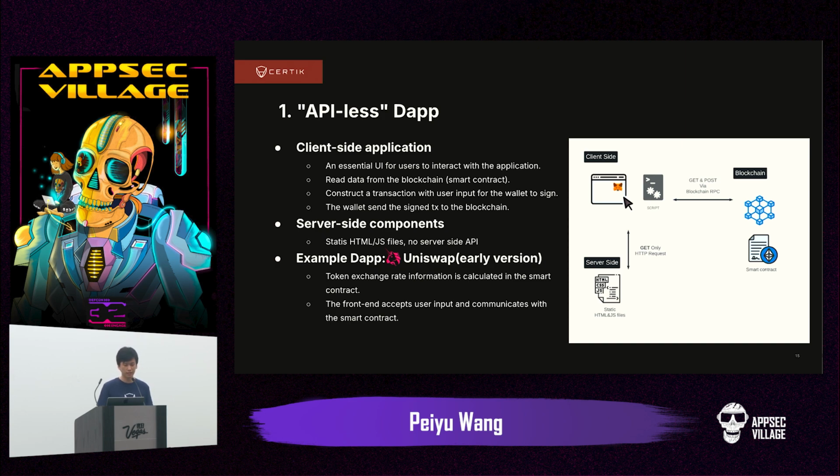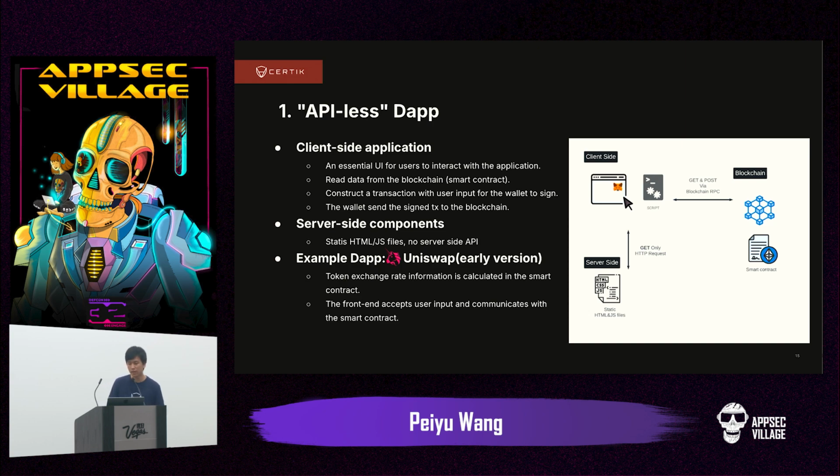The apps I put into three categories. The first one is the API-less Dapp. What it means is that on the server side of the Dapp, there's no API. There's just static HTML and JS files, and the main logic is inside the smart contract. For example, the early version of Uniswap is an API-less Dapp, where the token exchange information is calculated by a smart contract, and the front end just helps with user interactions.